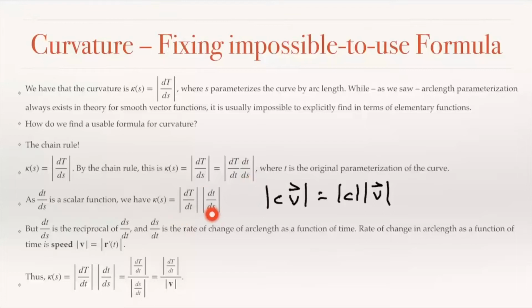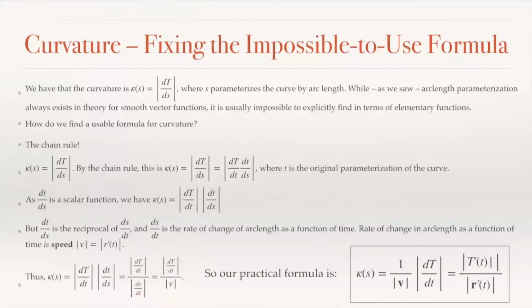But now dt/ds, that's odd looking, but it's the reciprocal of ds/dt. And ds/dt, that is the rate of change of arc length as a function of time. But what is that but the speed? The speed is the rate of change of arc length as a function of time. It's how quickly your position is changing. So ds/dt is speed, which is the magnitude of velocity, i.e. the magnitude of r prime of t. So dt/ds is the same as 1 over ds/dt, and that guy down there, the magnitude is the speed. And look at that. That is a usable formula to find the curvature. So this is our practical formula, and this is what we will always use in practice to find the curvature, unless we happen to already have an arc length parameterization.